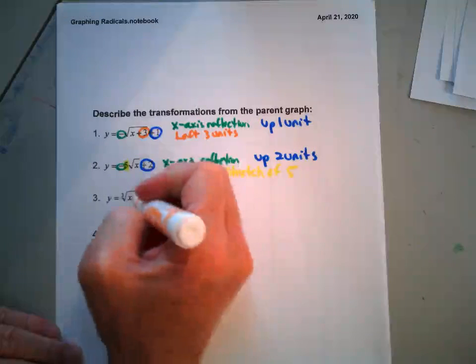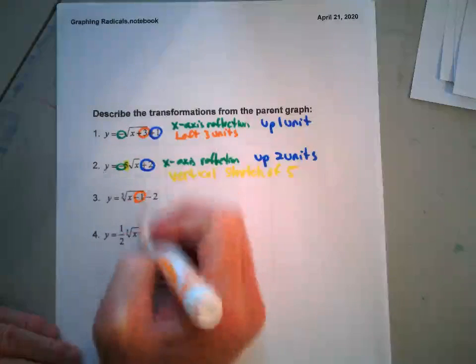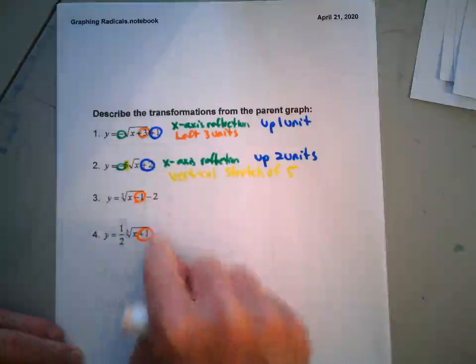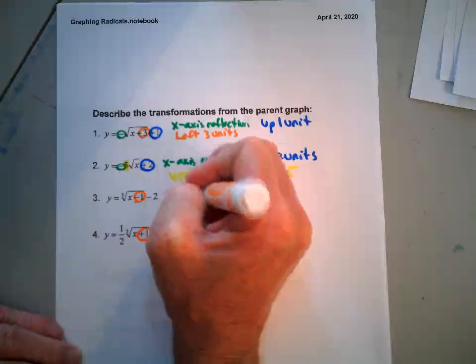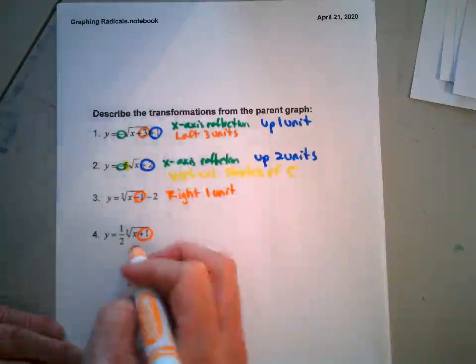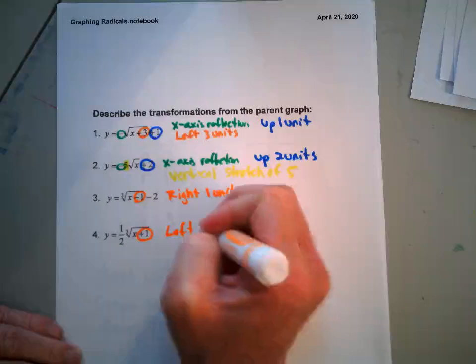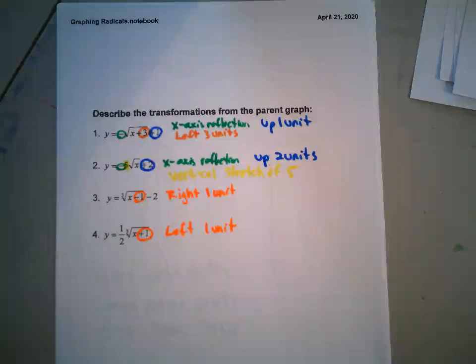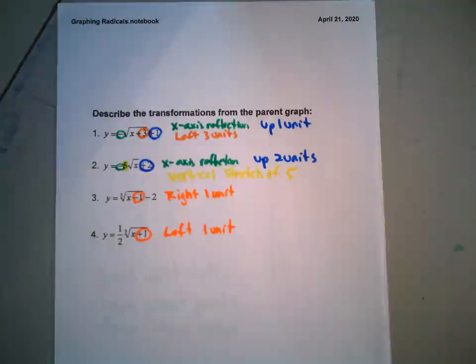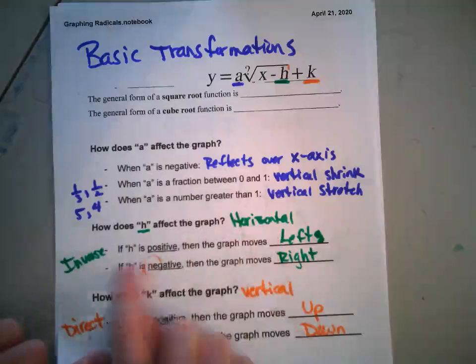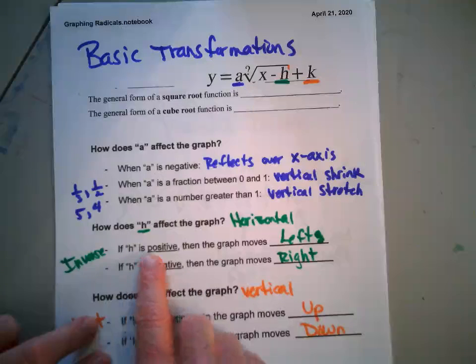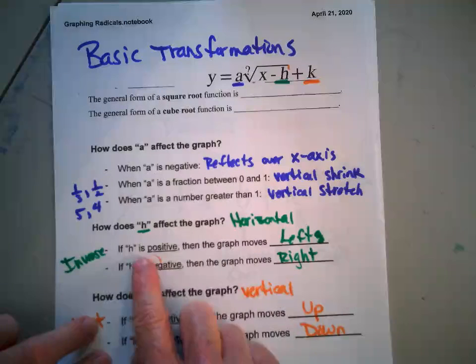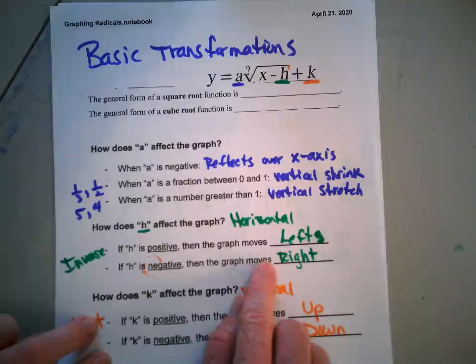Underneath the radical, we have a -1, a +1. So these are our horizontal shifts. So for number 3, this is going to go right 1 unit. For number 4, this is going to go left 1 unit. Remember, a couple of slides back, the horizontal shift has an inverse relationship. So when the number is positive, it actually flips, goes the other direction, so it goes left. So positive means left here, negative means right here.